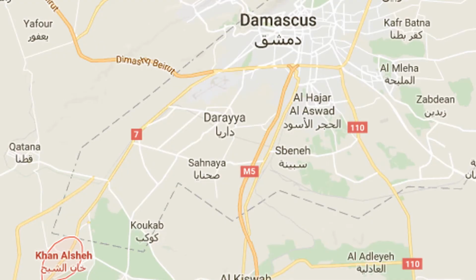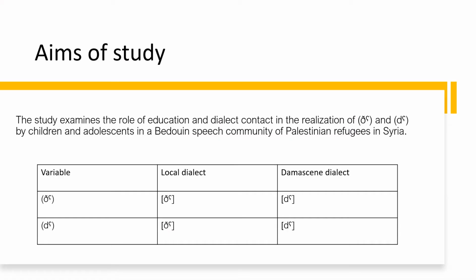So this shows the geographical location of the community of study, Khan al-Sheikh, and it shows the proximity to Damascus. It's about 25 kilometers away from the capital, Damascus. So the study examines the role of education and dialect contact in the realization of these two variables by children and adolescents in the speech community.